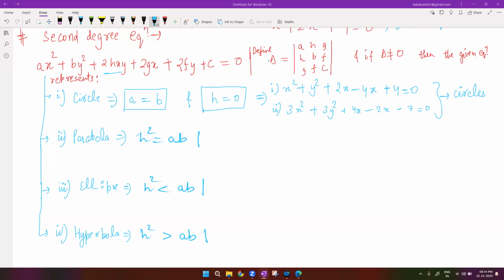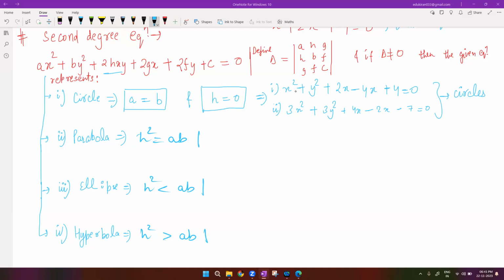And this is delta. You don't need this; I have just written it. All the JEE guys will need it certainly, and they should actually know it, not just need it. They should remember it by heart, how to find out whether an equation belongs to a circle, parabola, ellipse, or hyperbola. But for CBSE, we don't need this equation.